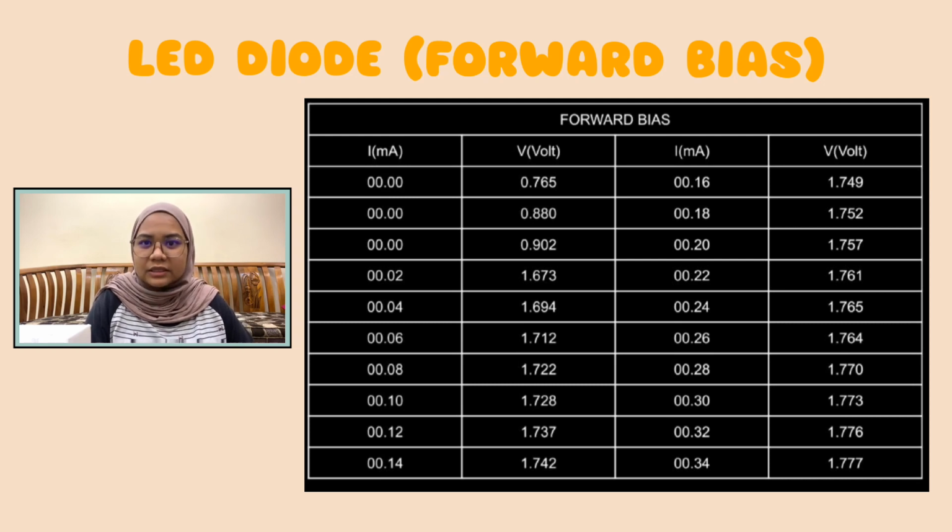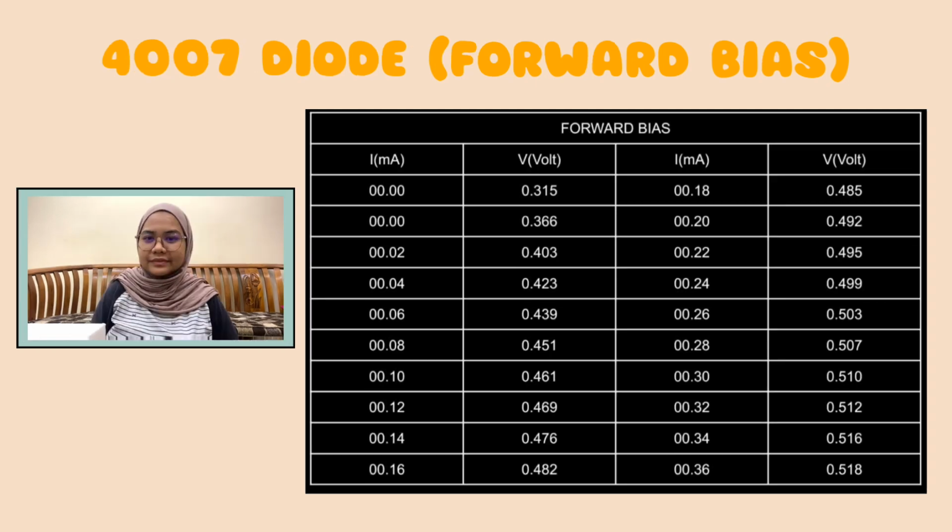For the first one, LED diode forward bias. As we can see from the table of the data, when the current is at 0 value, the voltage value is 0.765 volt. And the more the current value increases, the more the voltage value increases too. Okay, for the second one, 4007 diode forward bias. As we can see from the table, when the current is at 0 value, the voltage value is 0.317, and same as before, when the current increases, the voltage also increases.